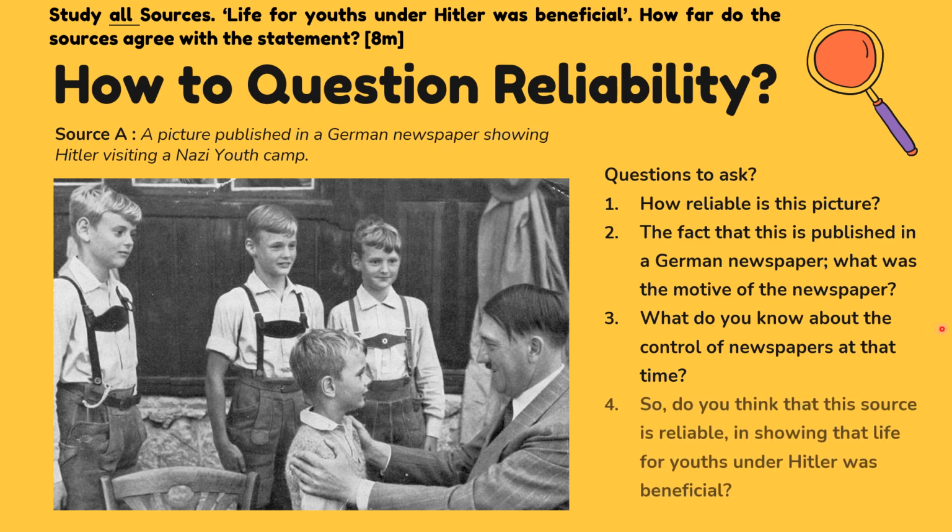And lastly, if you think that this source is reliable or unreliable, do you think that it is an actual portrayal of lives for youths under Hitler, and was it really beneficial? So think very carefully, explore the purpose of this source, the very fact that it's a German newspaper. There were certain things that were important. Look out for the nuances.